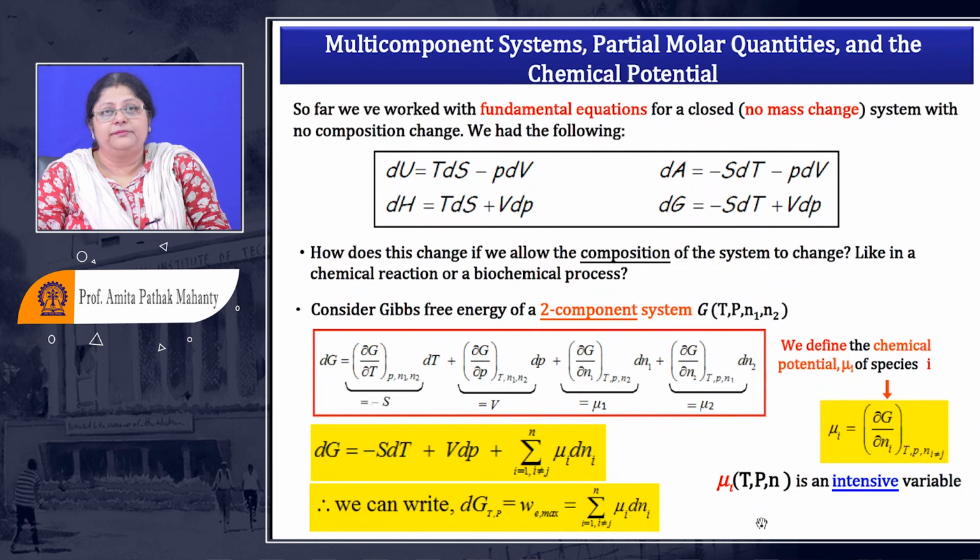Right, and if I have i number of species, then I can write this portion as the summation of the chemical potential of the ith species into the change in number of moles of the ith species, where i is equal to 1 and j is not equal to i, going up to n number of particles. So I can rewrite this fundamental equation in the modified form for an open system. Am I clear? Am I clear? Yes, ma'am. Okay.